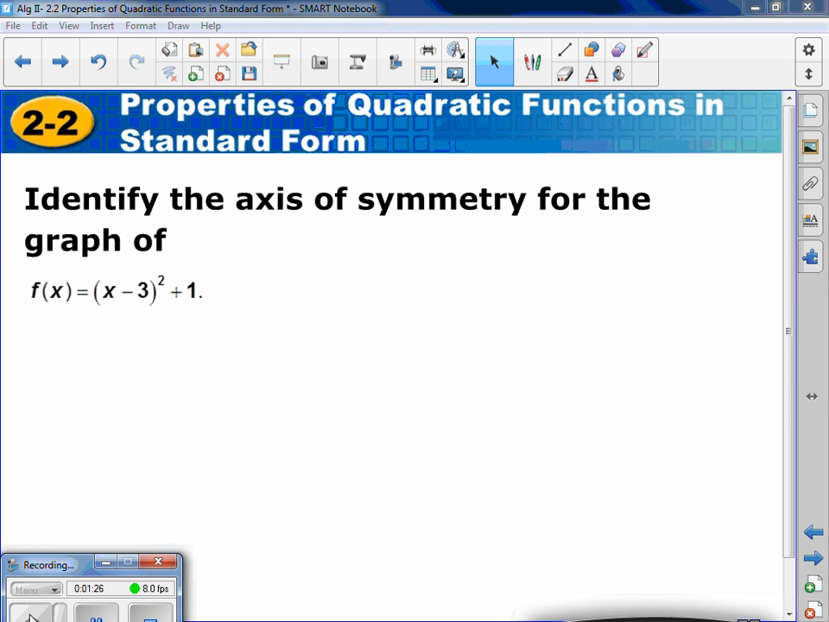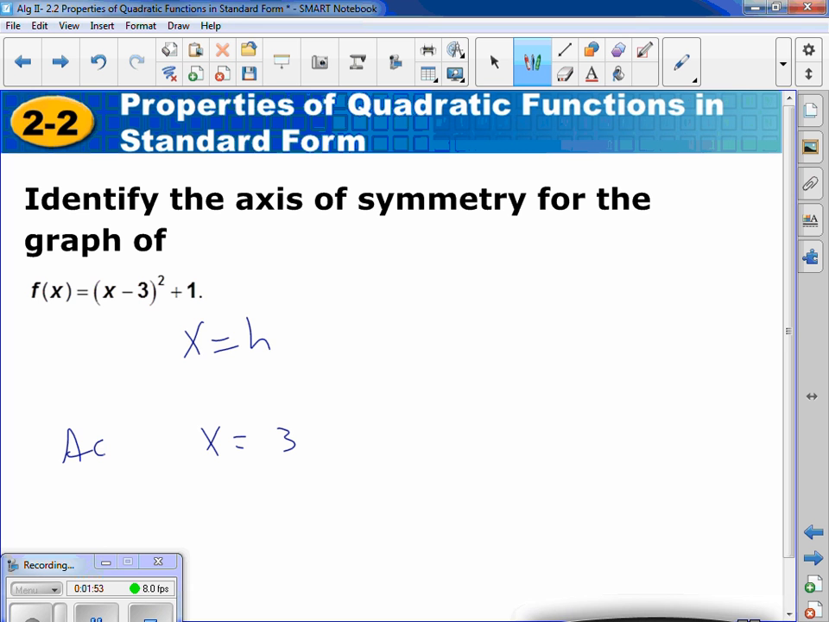Here I have f of x equals x minus 3 squared plus 1. We want to identify the axis of symmetry. The axis of symmetry is always x equals h. What is your h in this problem? 3. So x equals h, x equals 3. That's your AOS.